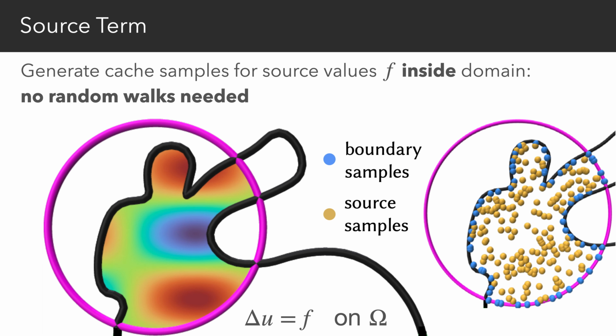Our method can additionally handle Poisson equations, which have an added source term. In this case, we generate an additional set of sample points that are inside the domain, and can directly evaluate the source term in each of these points without any need for additional random walks.